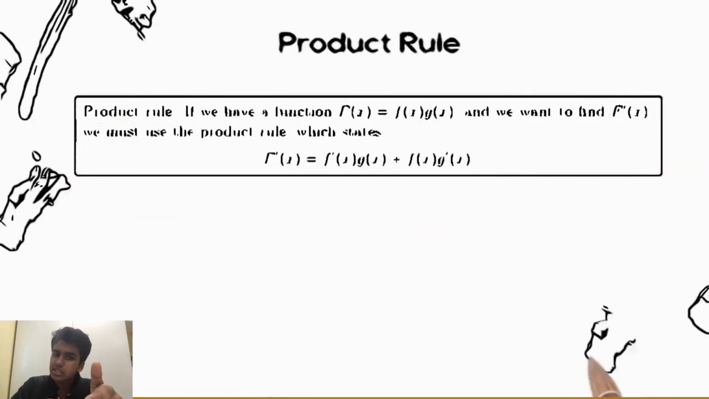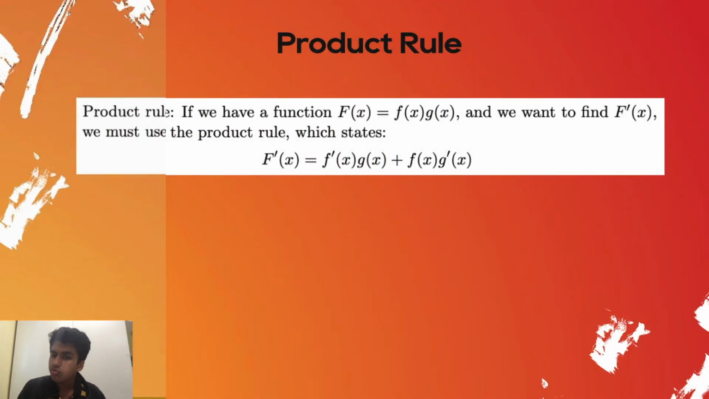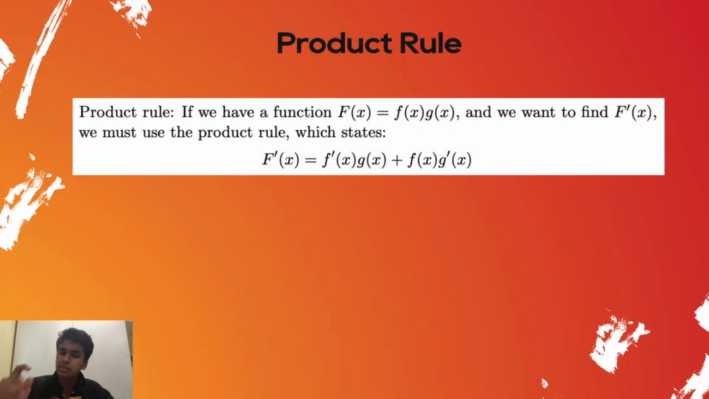Now I'm going to be teaching you the product rule. So the product rule is basically when you're differentiating two functions multiplied to each other, and you simply need to memorize this formula that the product rule is f prime of x times g of x plus f of x times g prime of x. Now let's look at some examples.